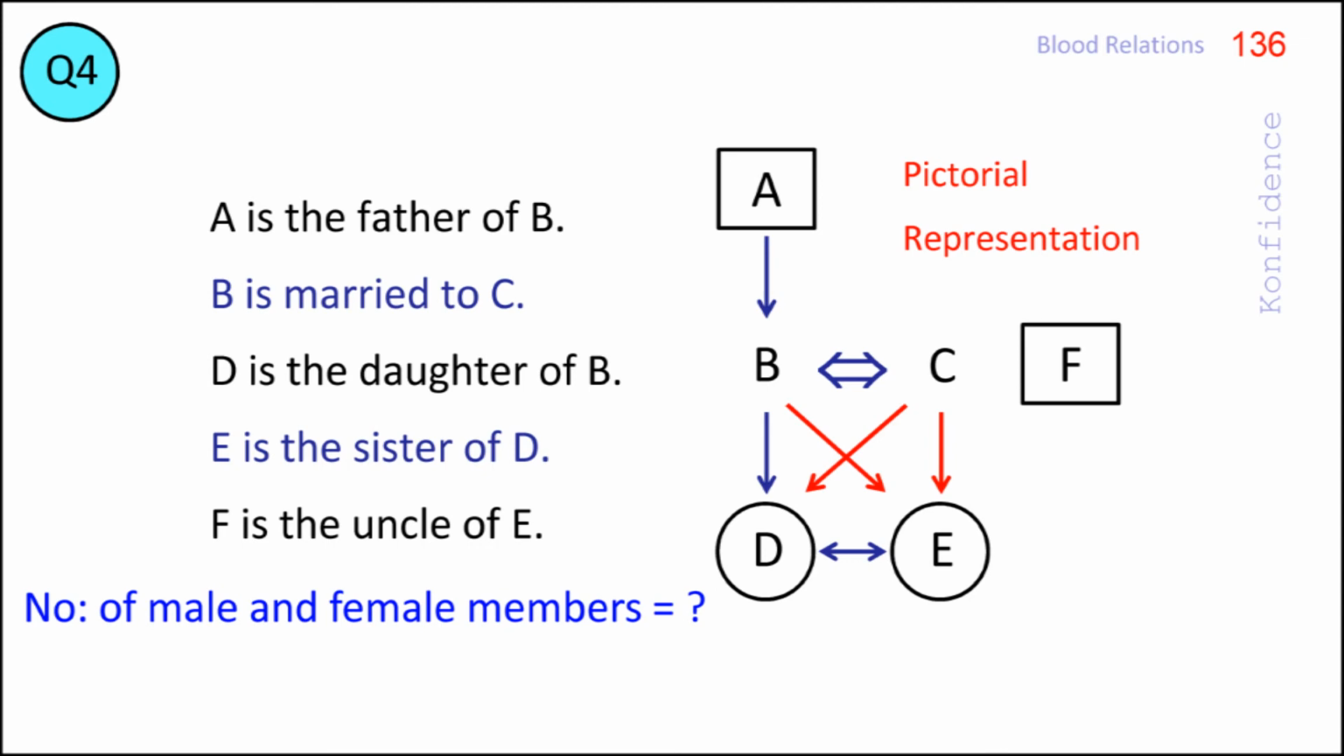F is the uncle of E means F is a male. F should be brother of B or C. But we do not have the information about whose brother F is as of now. The pictorial representation will look like what is shown in the presentation.